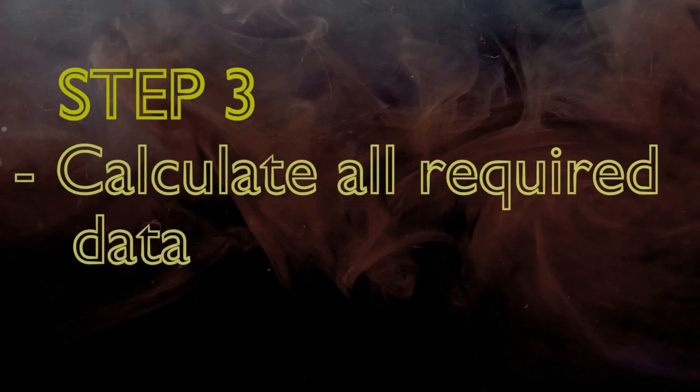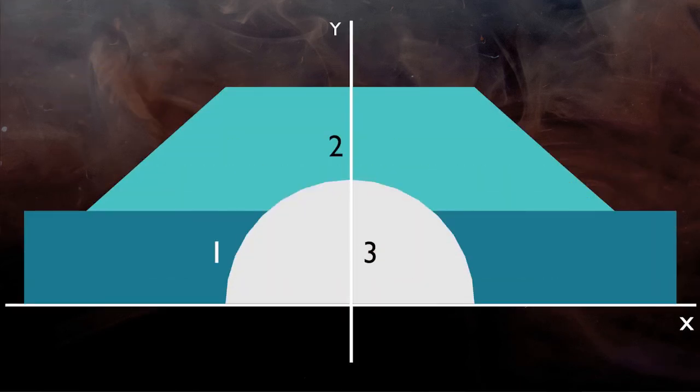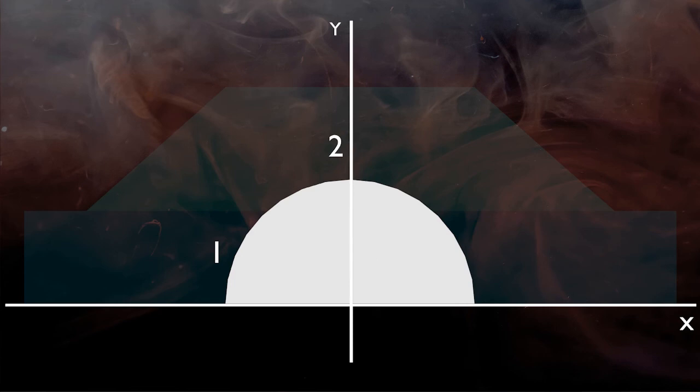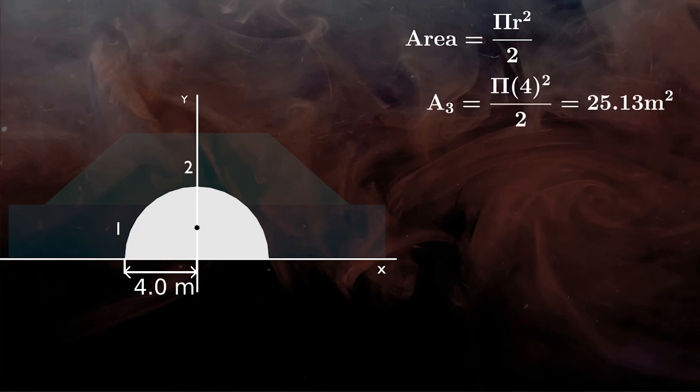Now repeat step 3 for third part, that is semicircle. Highlight semicircle and locate centroid and dimensions. Now area of semicircle is pi r square by 2. Here r is 4 meter. So put value of r and we get area equals to 25.13 meter square.